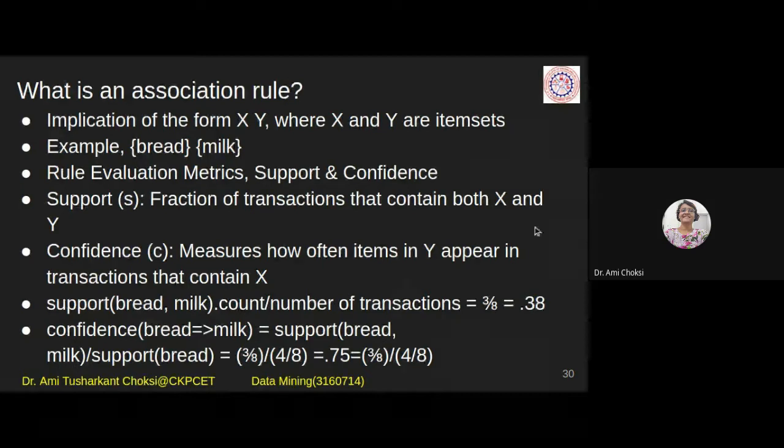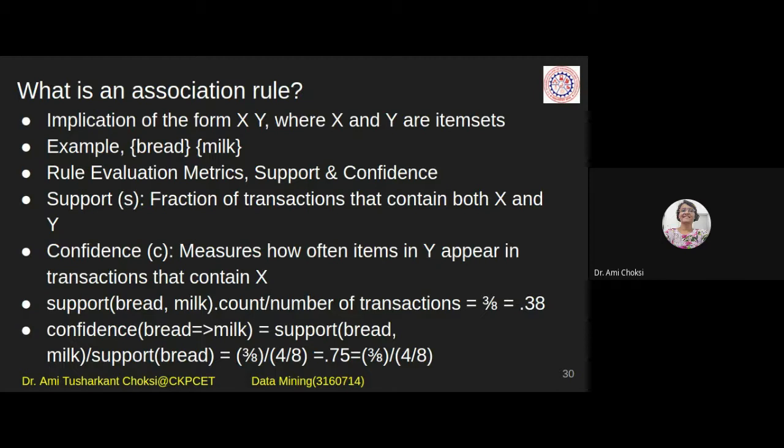So what we can say is the support S, that means what? Fraction of transactions that contain both X and Y. And for confidence, we can say it measures how often items in Y appear in transactions that contain X. Okay. So let us say that for support of bread and milk, we have already considered that in the previous slide.